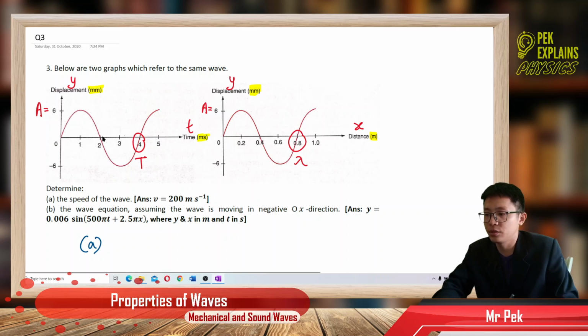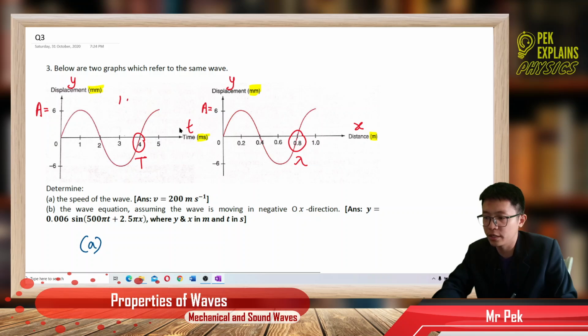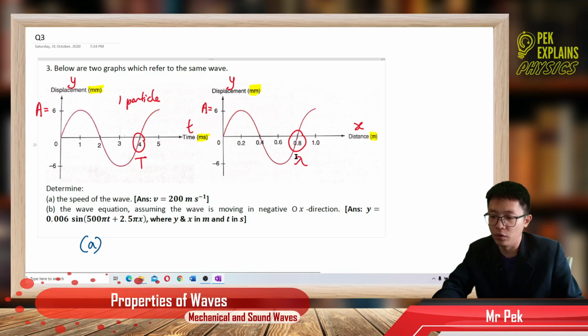Remember, this one shows the y versus time graph. It shows you the oscillation of one particle over time. That's why you can find the period, the time for that one particle to complete one oscillation.